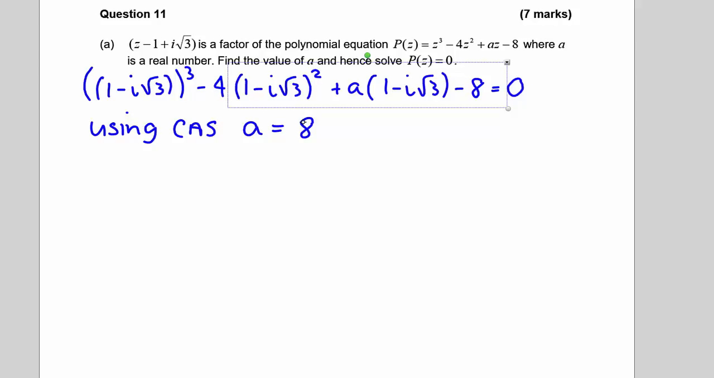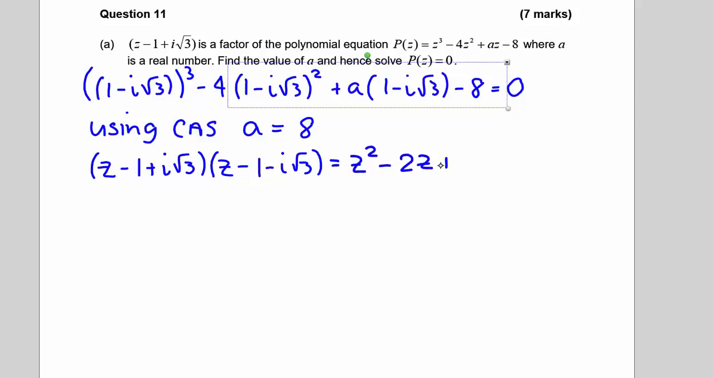Okay, now the next thing you're going to have to do is then to factorize this. So if we know that z take 1 plus i root 3 is a root, there must be the complex conjugate of that as well. Minus 1 minus i root 3 must also be a root. And if you use your CAS calculator to do that, you end up with z squared take 2z plus 4. I'm not saying you have to use your calculator, it's just a lot quicker to do so.